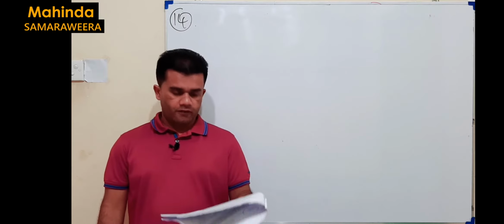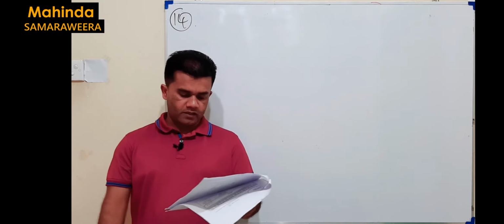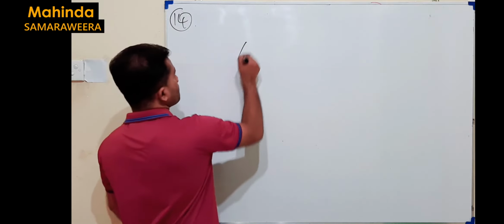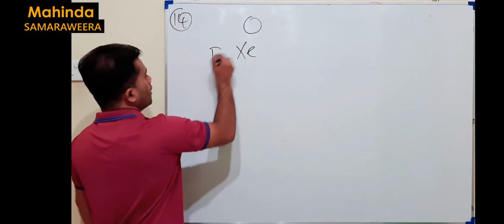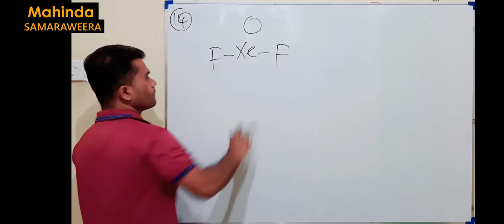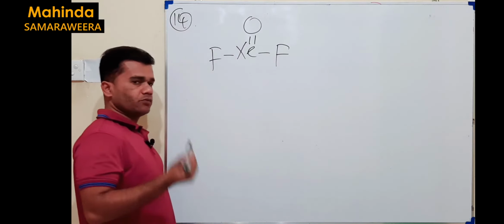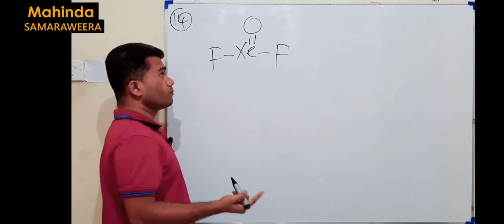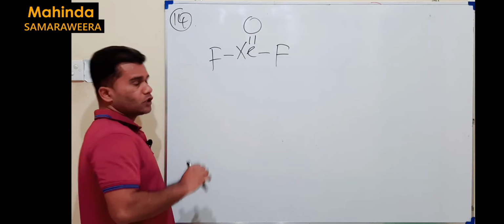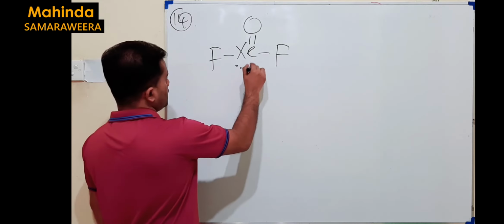Question number 14 from chemical bonding. The electron pair geometry and the molecular shape of XeOF2, respectively. XeOF2: fluorine forms a single bond because its valency is 1, oxygen forms a double bond because its valency is 2. Xenon is from group 18, so there are 8 electrons; 1, 2, 3, 4 are involved in bonding. There will be 4 more.